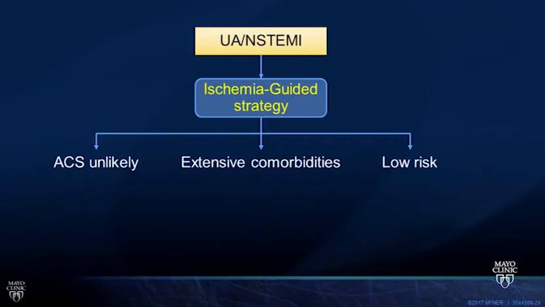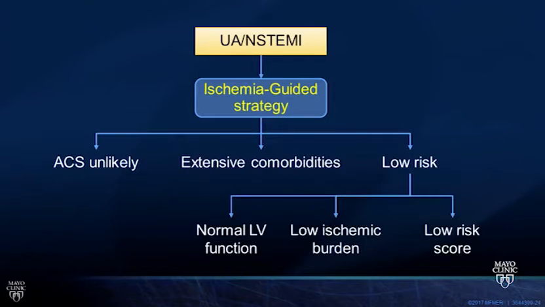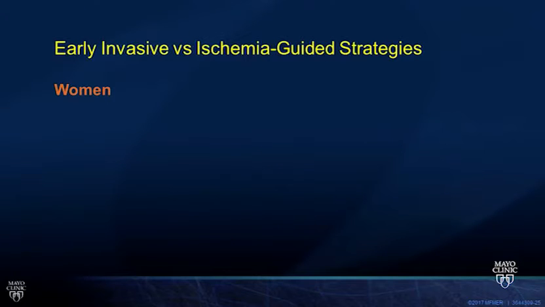Maybe they do have ACS, but overall their risk is low, and perhaps that's because we know they have normal LV function. Maybe they've already had their risk stratification study. They're hemodynamically stable now. They're on guideline-directed medical therapy, and your functional study was either normal or shows a low burden of myocardial ischemia, or those patients who up front have a low risk score. Those patients often have an ischemia-guided strategy. We talked a little bit about this earlier in the preceding talks.